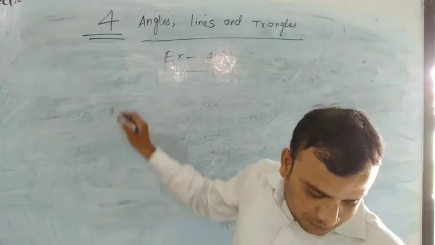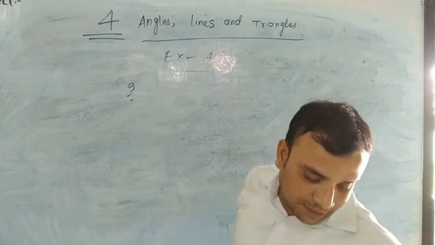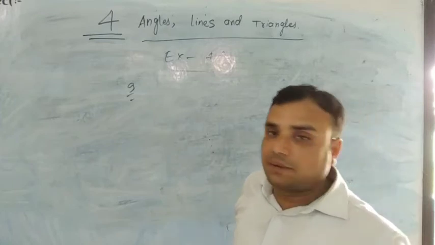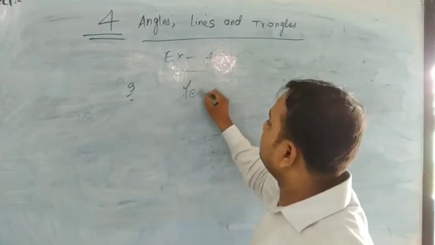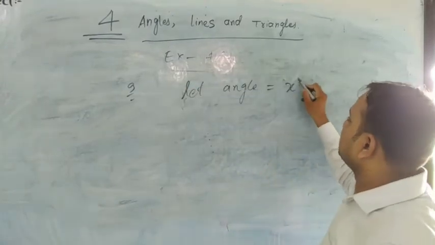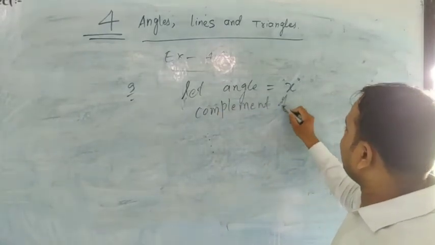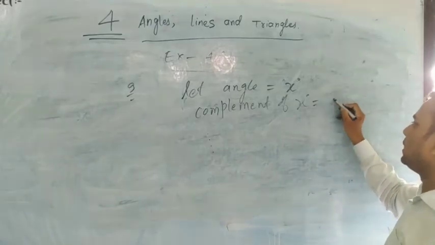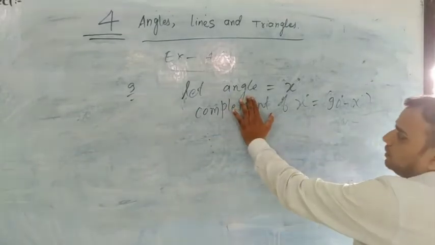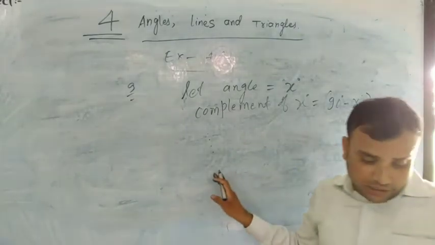Question number 9. Find the angle which is 4 times its complement. Dear student, let the angle equal x degrees. Then the complement of x degrees equals what? 90 degrees minus x. Dear student, if we take any angle x, then the complement of x equals 90 degrees minus x.